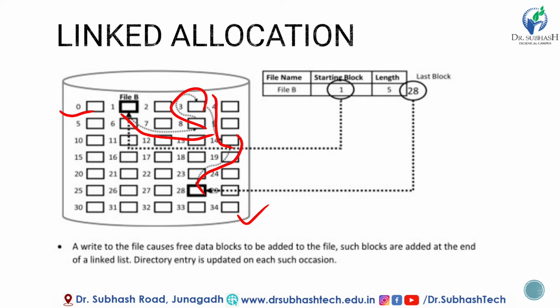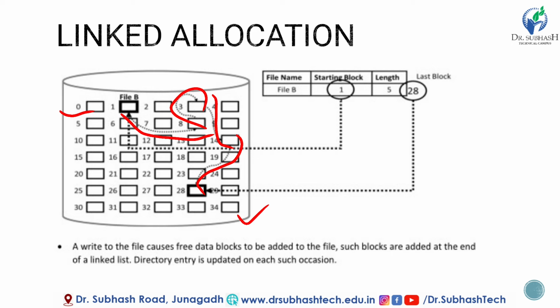What will happen in continuous allocation is that continuous blocks 1, 2, 3, 4, 5 are given. Here the last block is 28 and the length is 5. If you consider it a continuous allocation, the length would be very different, but the actual length is 5. Its starting block is 1 and last block is 28, but it is actually a linked allocation, where the first block has the address of the second block, the second has the address of the third, the third has the fourth, and the fourth has the address of the fifth block. In that way, linked together, we can get the whole file.